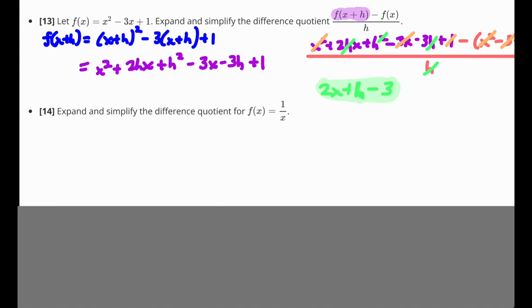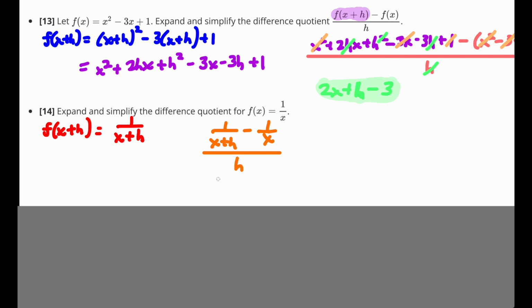And last but not least, expand and simplify the difference quotient for f of x is equal to 1 over x. So first thing, I'm going to find f of x plus h, which is 1 over x plus h. Don't have to do much on that. And then it's going to be 1 over x plus h minus 1 over x, divided by h.